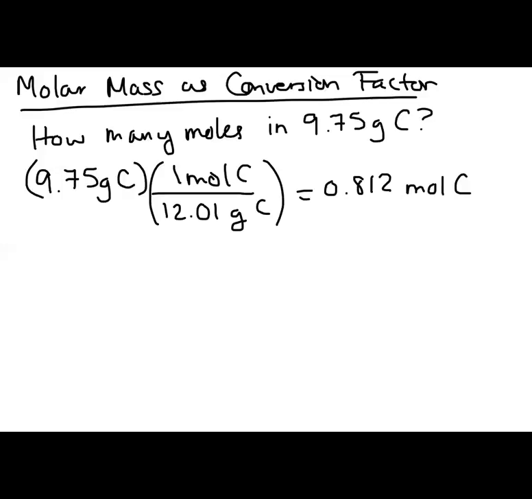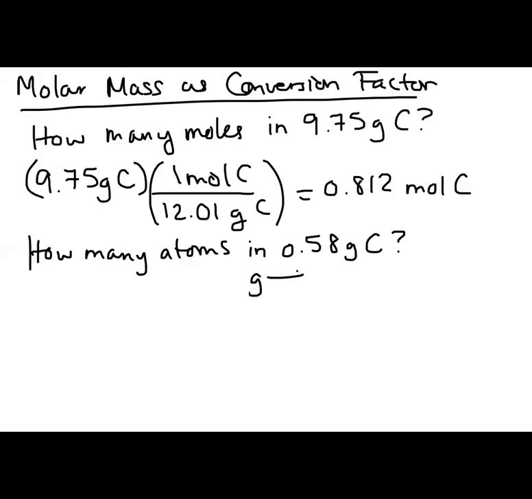So then we could go further than that and we say how many atoms are in this mass. So how many atoms in 0.58 grams of carbon? So our unit map, our conversion map, is going to look like this. We're going to start with grams, and then we're going to go to moles, and then we're going to go to atoms.